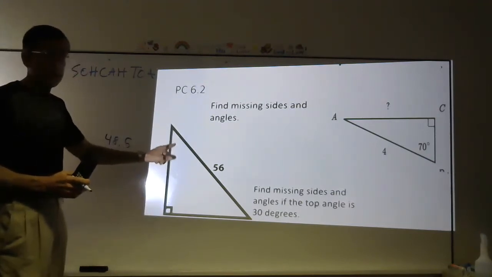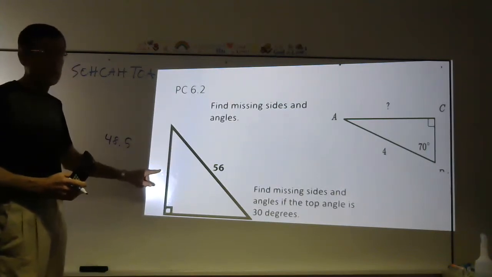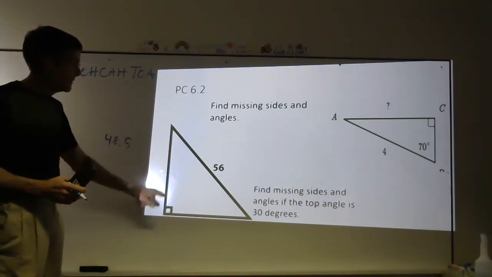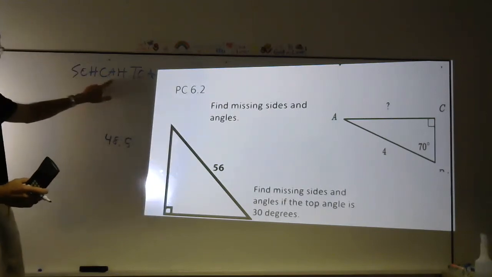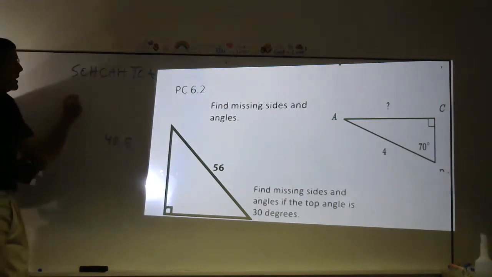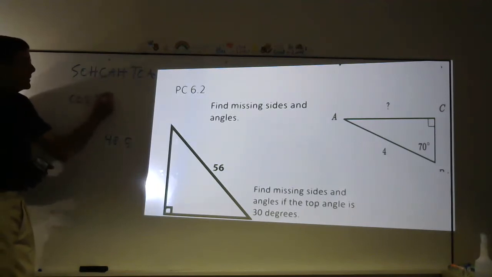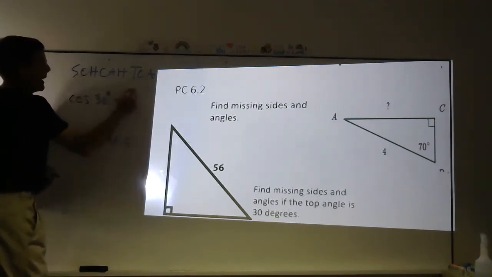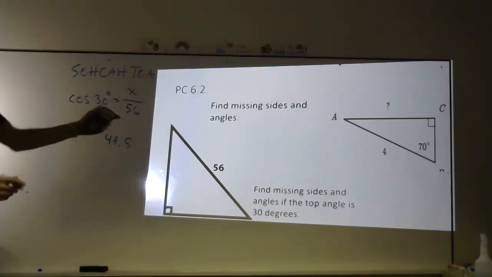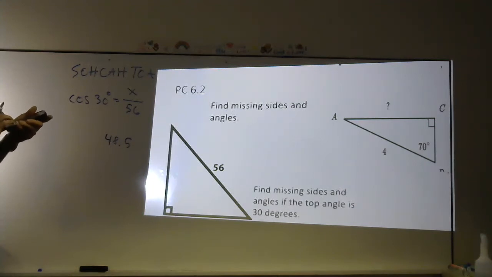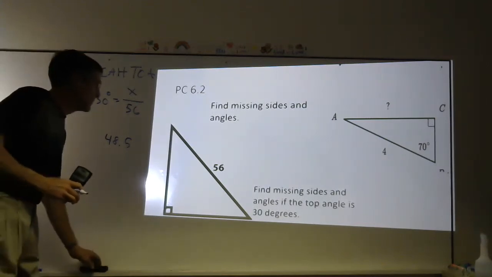If this is 30, let's find this side using trig. If this is 30, that's the adjacent side and the hypotenuse. Is that not cosine? So I've got cosine of 30 degrees is the adjacent side, x, over the hypotenuse, 56. Cross multiply. Find the cosine of 30 and take that times 56. And I get 48.50. Okay? Exactly the same thing. Okay?